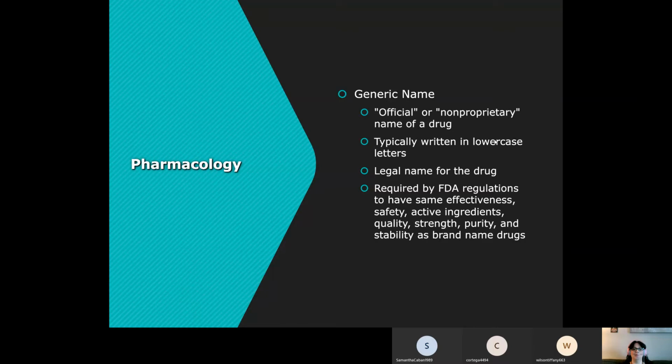All right. Now, its generic name, sometimes you'll hear it referred to as the official or non-proprietary name. That means non-profit, right? Generic names are usually written in lowercase, and it is the legal name of the drug. So if I said fluoxetine, that is the legal official name for Prozac, okay? And the FDA has the say in that. The FDA has the say in how this drug is made, the quality, the strength, the purity, everything, okay? And this is important to remember because I'm going to explain to you why.